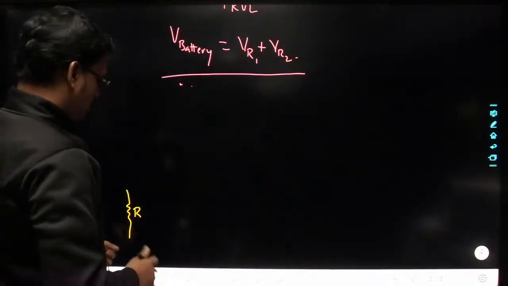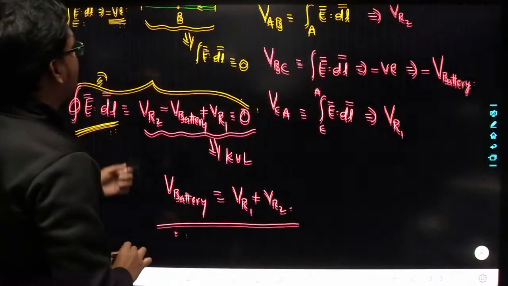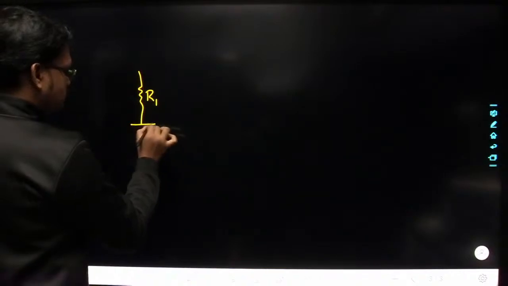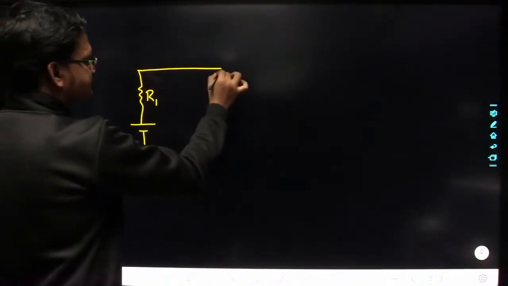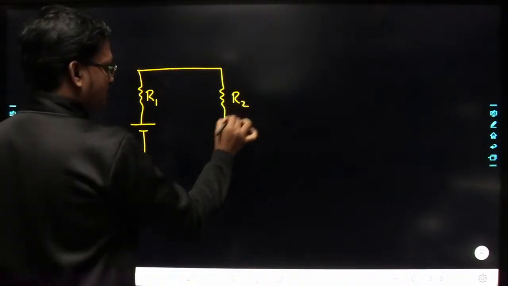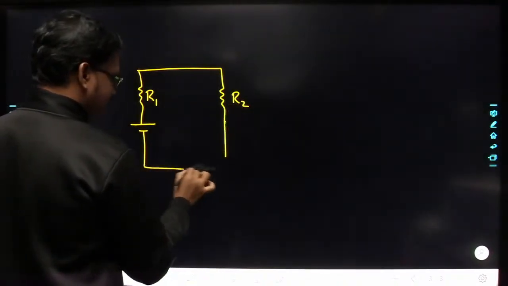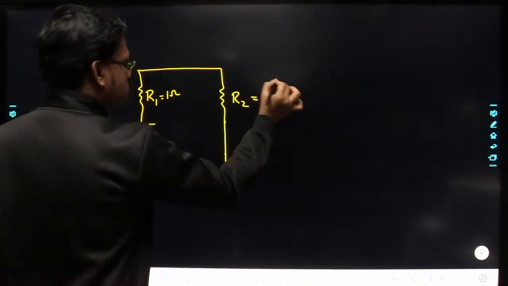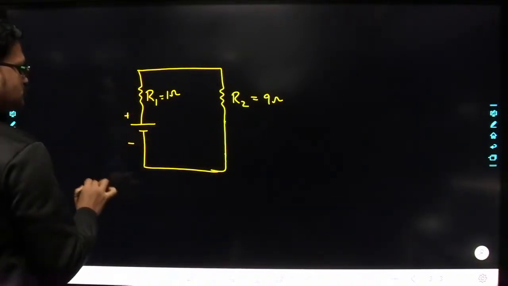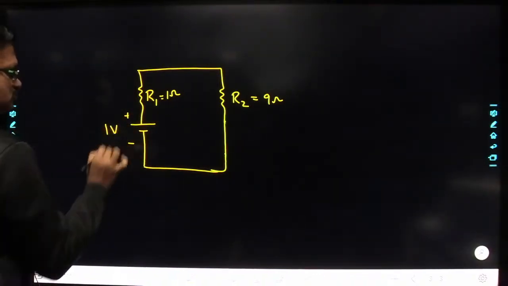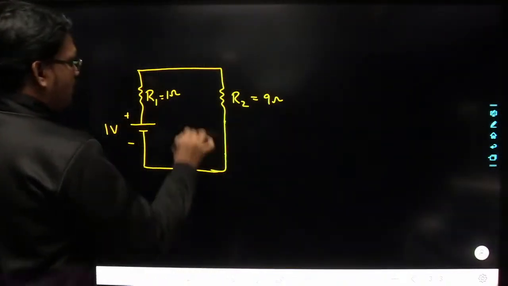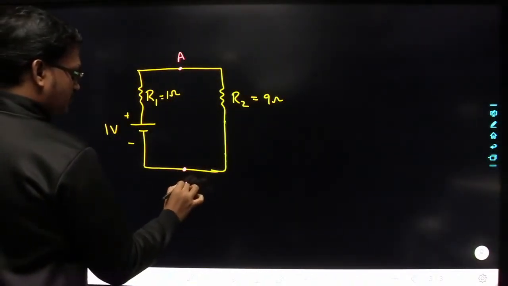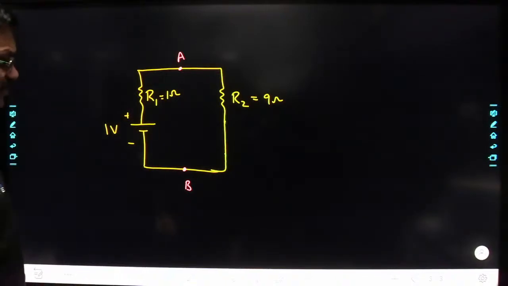So here R1 I have considered. Next, the battery. So this is the battery. Next, here this is R2. So here R1 is equal to 1 ohm, R2 is equal to 9 ohm, and let us assume this potential is 1 volt. So this is A and this is B.